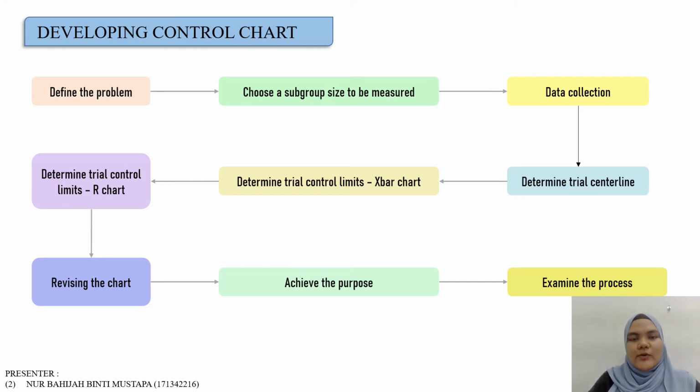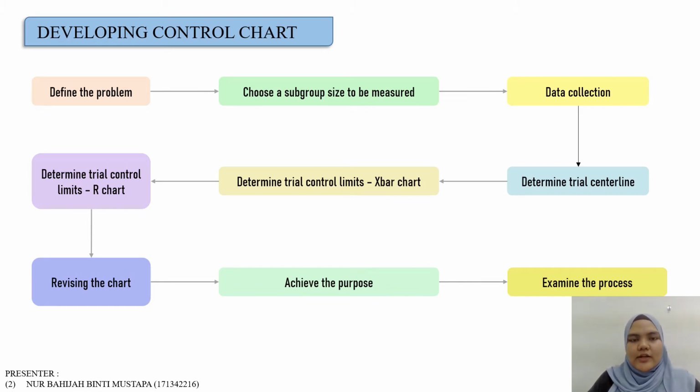Assalamualaikum warahmatullahi wabarakatuh. My name is Nurbahija Mustafa, and I will present the steps in developing a control chart. The first step is to define the problem. A quality tool is used to determine the general problem that occurs and also its cause. Next, a subgroup size is chosen to be sampled, where a homogeneous subgroup is chosen, and this homogeneous subgroup is produced under the same condition at the same time. By minimizing the possibility of group differences, the possibility of detecting differences between subgroups can be minimized.